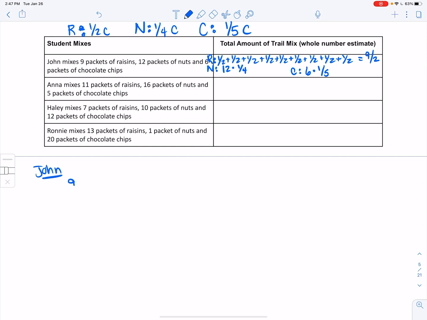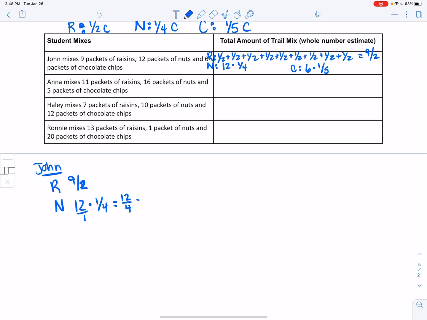John has 9 halves of raisins. And of nuts that he's mixing in there, he's got 12 times 1/4. And I know how to multiply fractions. I'm just going to put my whole number over 1, multiply across the top. That's 12 times 1 is 12. Multiply across the bottom, I get 4ths. And then I reduce because I know that means 12 divided by 4. So that's 3.